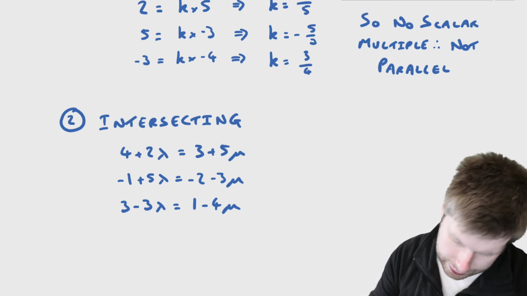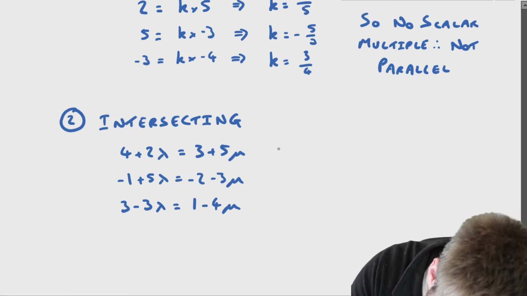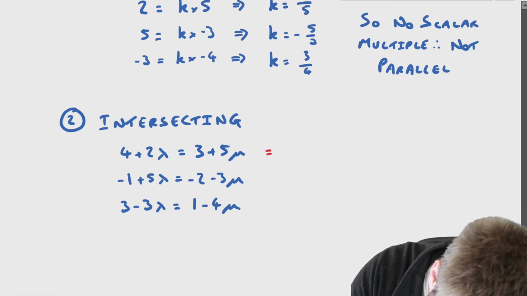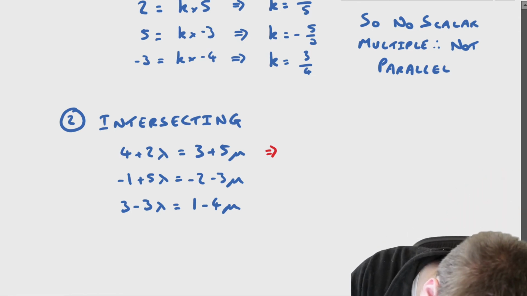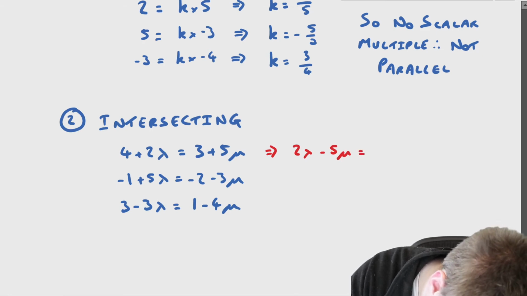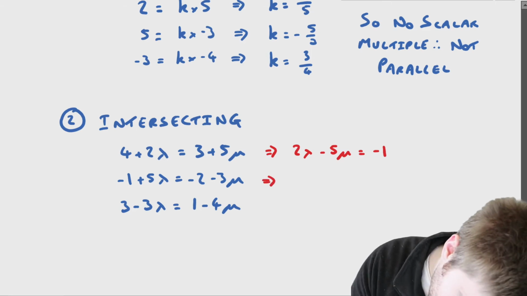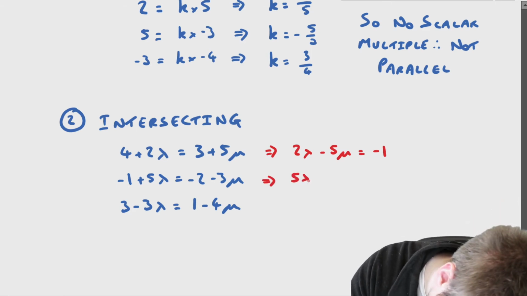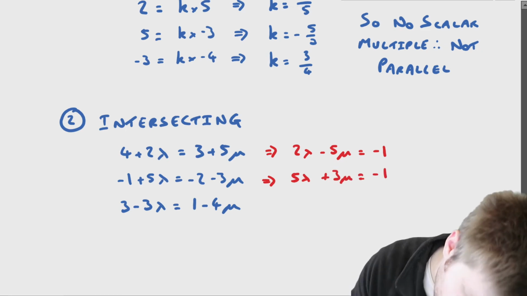So I'm just going to solve these. To make my life a little bit easier, I'm going to rewrite them, looking at the first 2 equations. Equation 1, I should be able to rewrite as 2 lambda minus 5 mu is equal to 3 take away 4, that's -1. And if I rewrite the second equation, I end up with 5 lambda plus 3 mu is equal to -2 plus 1, that's equal to -1.